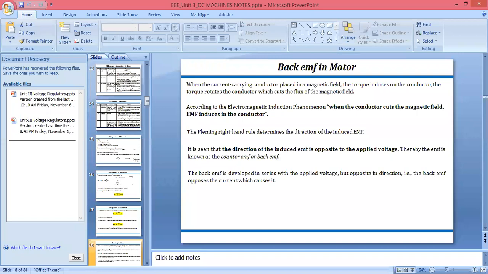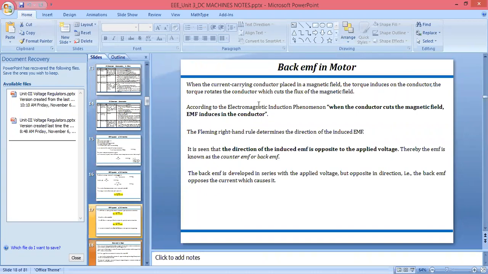When we place the conductor in the magnetic field, torque gets introduced, and the torque will rotate the conductor, which will cut the magnetic field. And we know that when the magnetic flux is cut by the conductor, EMF will get introduced, according to Faraday's law. Fleming's right hand rule only gives the direction, but according to which law is the EMF introduced? According to Faraday's law.